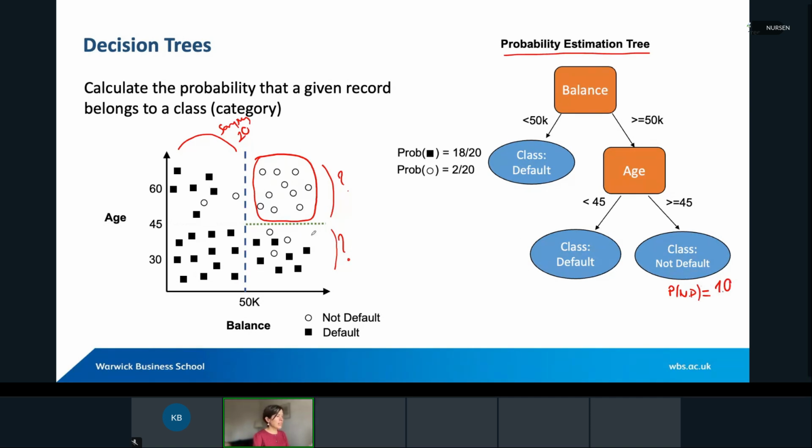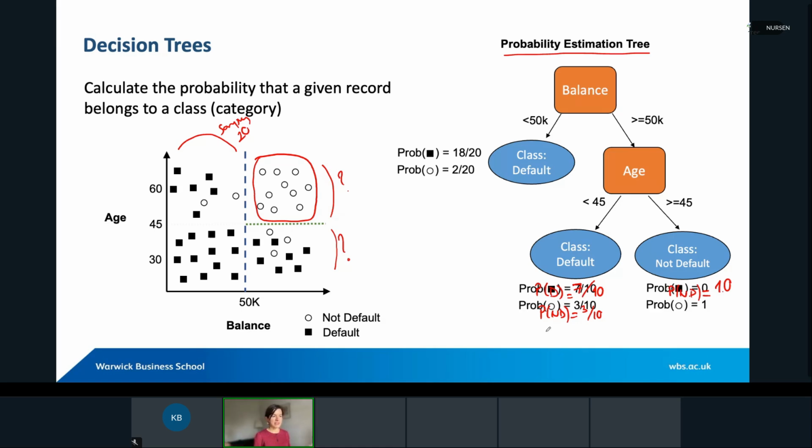On the other hand, when age is less than 45, what is the probability of default and not default? So for default, how many cases we have? 7. Overall, we have 10 points. And for not default, we have 3 over 10. So a probability estimation tree basically checks the number of samples at the particular leaf node, and then when calculating the default, not default, it basically checks the proportion of each outcome.